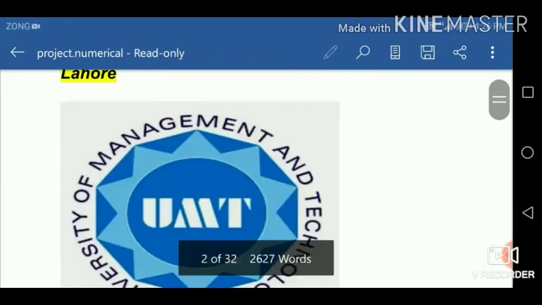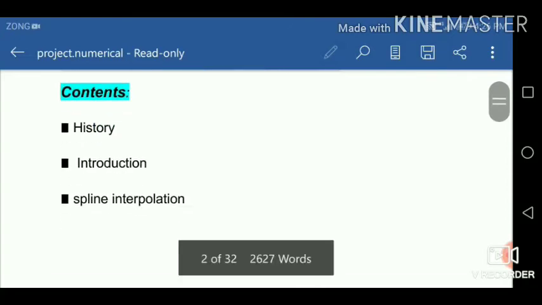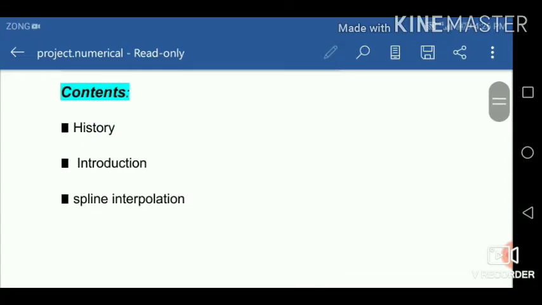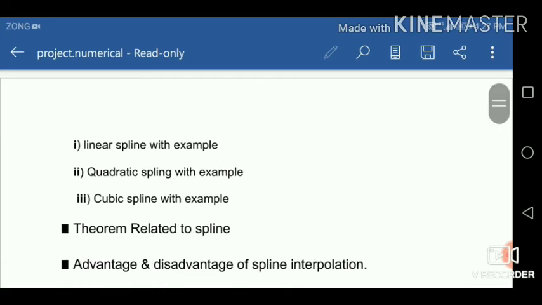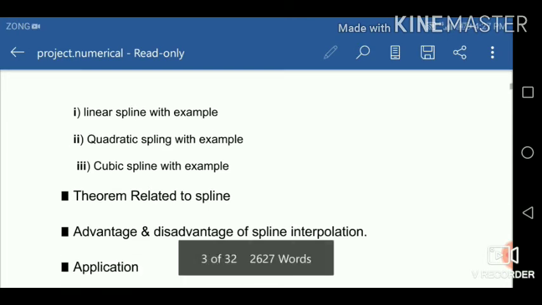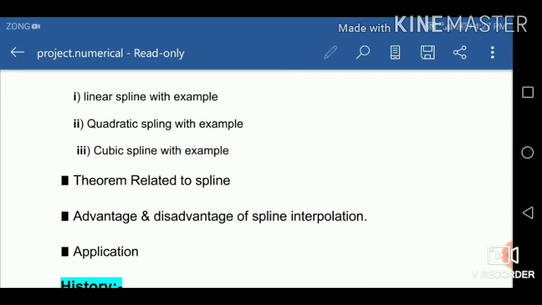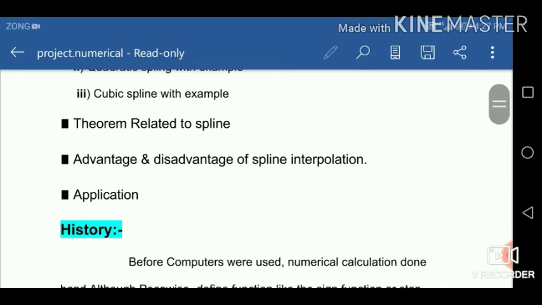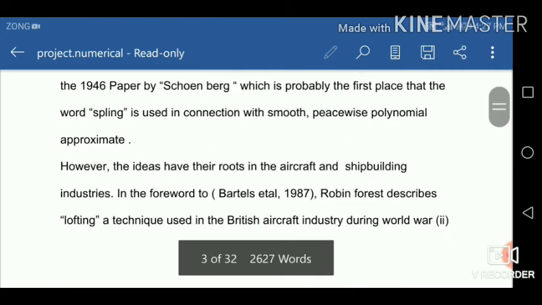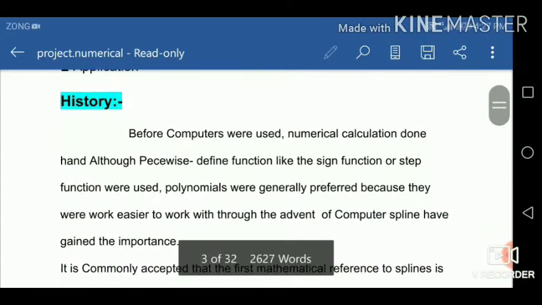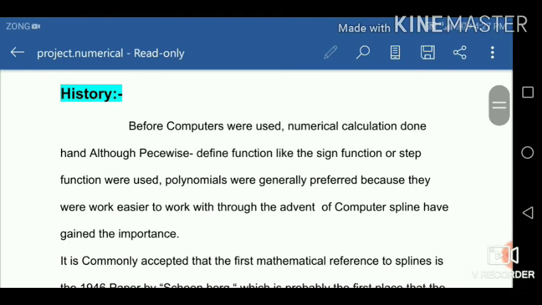First of all, I will discuss the contents of this topic. The first is history, then introduction, and spline interpolation. In spline interpolation I will discuss linear spline with example, quadratic spline with example, cubic spline with example, and then theorem related to spline, advantages and disadvantages of spline interpolation, and in the last, applications.